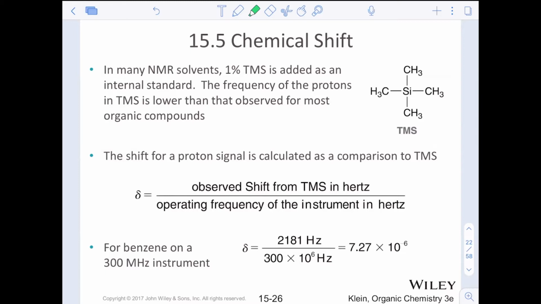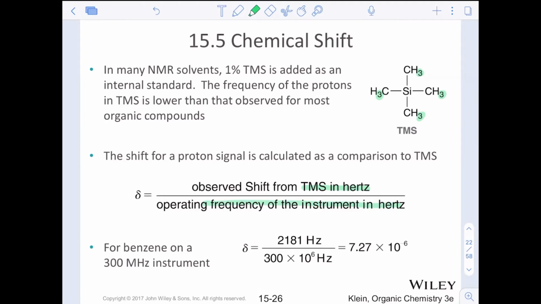Now, it's because of the frequency of those protons in the 4 methyl groups on TMS that we use this as our ground zero, our point of zero. The shift for all of our proton signals is calculated as a comparison to this TMS. So we'll put TMS in our sample just so that we know where our 0 point is, and then we do this fancy calculation for the chemical shift itself. You do not need to know the calculation, but it is based off of the TMS shift and the frequency of the instrument in hertz.